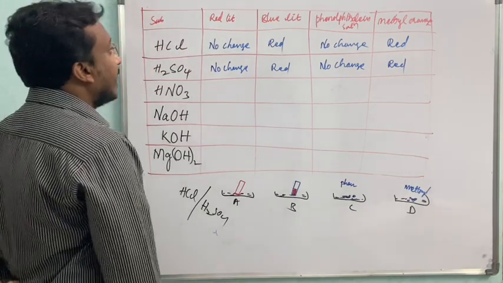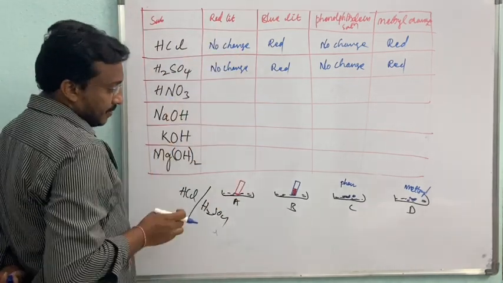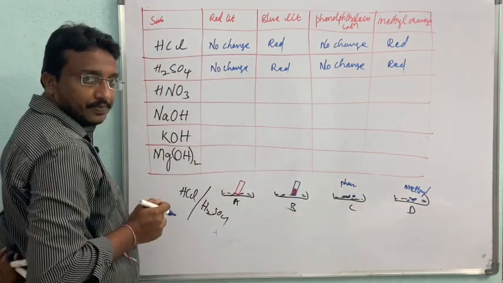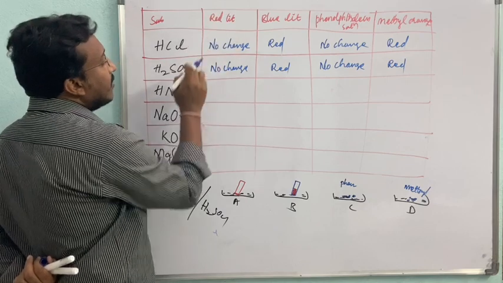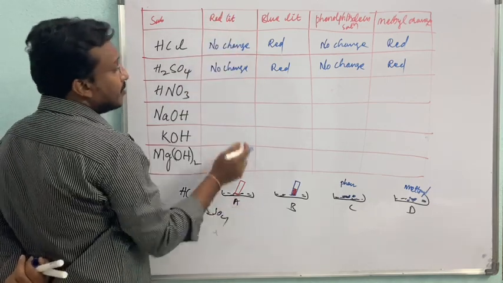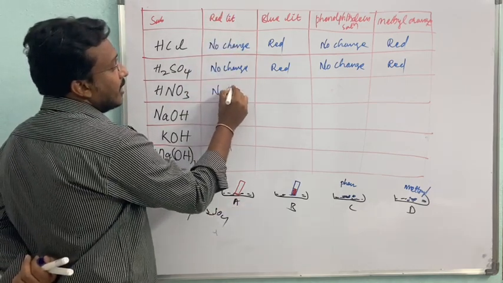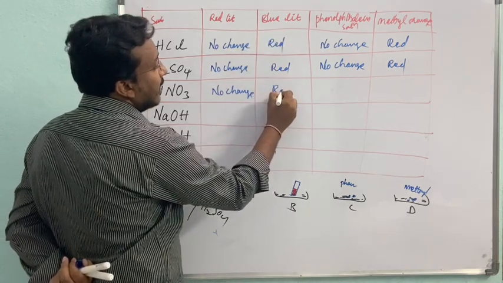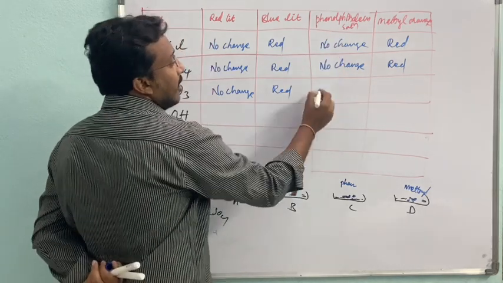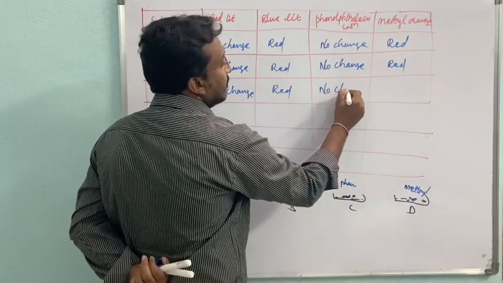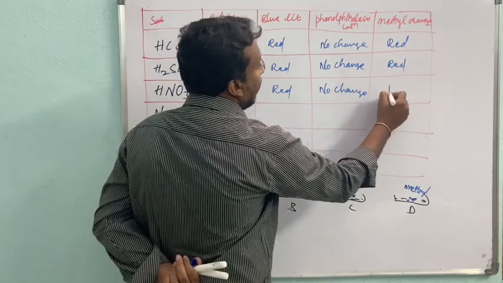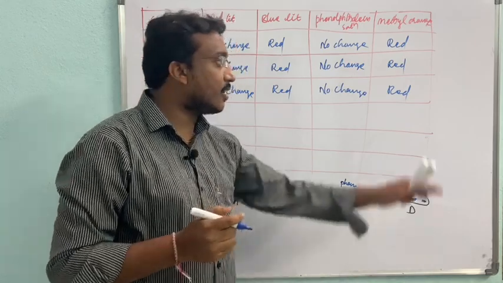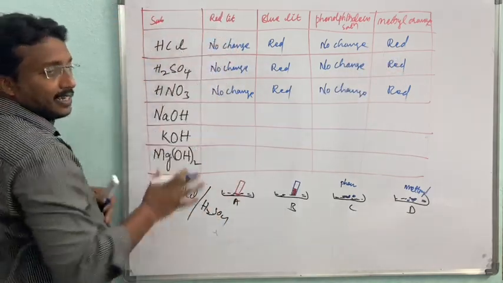Next, I have taken HNO3 in all the 4 watch glasses. When I dip the red litmus paper, I observe that there is no change, and blue litmus turns into red in color, and phenolphthalein also shows no change, and methyl orange turns into red color when I add it to the HNO3. This is the observation I did with these three.